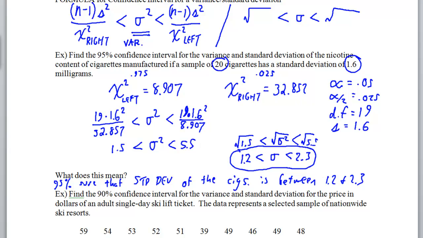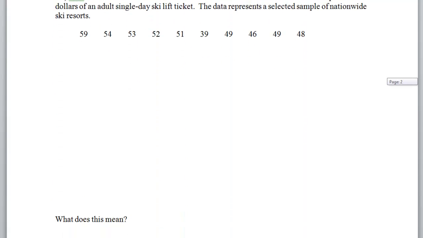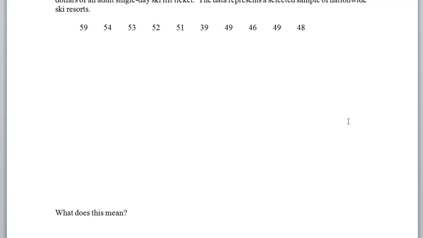Alright, let's scroll this down for our second of 3 examples. Now these examples are also in the book, which might provide some different explanation if you want to go and get it. But you'll notice that in this problem, we need to find our alpha. Alpha, we're going to have to find our alpha divided by 2. We're going to have to find our degrees of freedom. And in this case, we're also going to have to find our standard deviation.